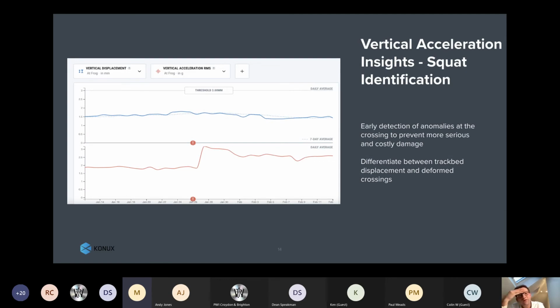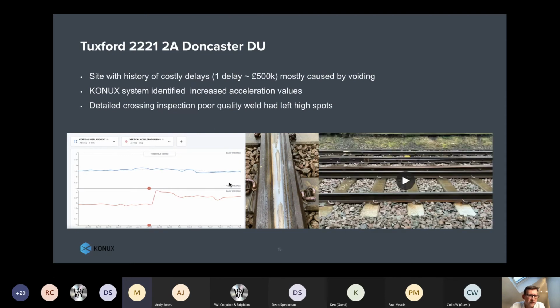And then this is a really recent one, from about a month and a bit ago. We identified that we've seen a sudden increase in acceleration. So the displacement is relatively static at around 1.5 millimeters, but the acceleration almost doubled. So we got in contact with the ATME, and this is what we found. It's quite a key site on the delivery unit. They have previously had big issues with delay minutes caused by voiding, but in this case it was an increased acceleration value, not voiding.